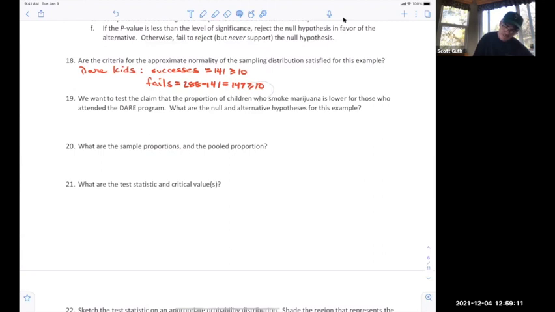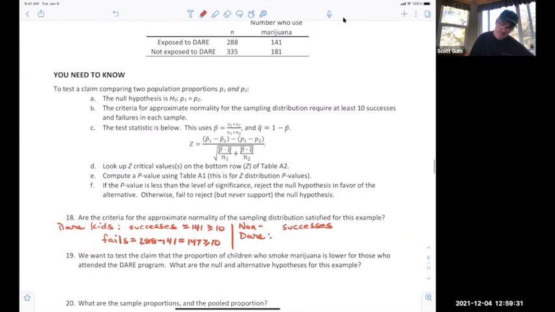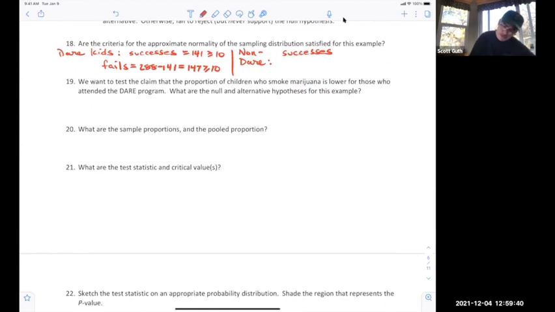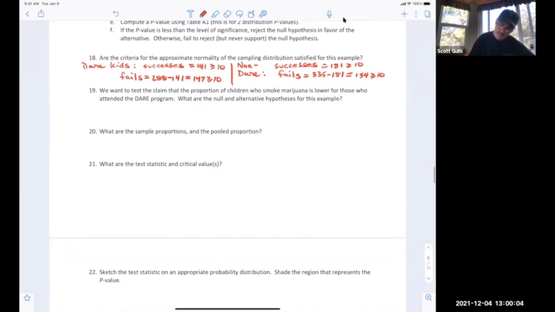Good to go. Let's do the non-DARE kids next. Okay, so the successes, if you check again, you'll see there were 181 successes out of 335. The fails are everybody else, so that'll be 335 minus 181, which comes out to 154. Again, both of these are at least 10. That's the rule. So we can say, yes, the criteria are satisfied. We're good to go on both of these.